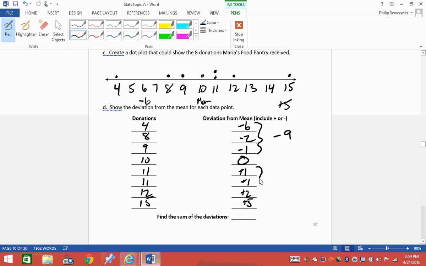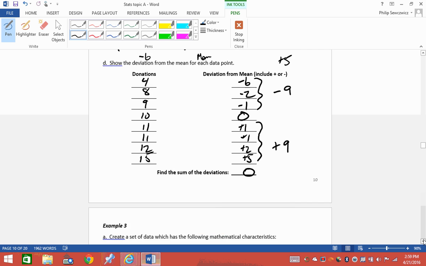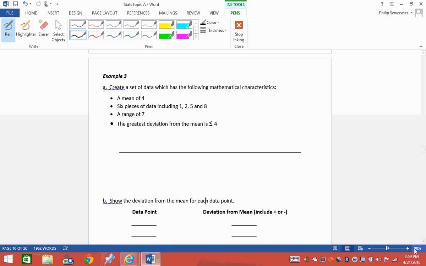For my positives, 1 plus 1 is 2. 2 plus 2 is 4. Oh my goodness. 4 plus 5 is 9. That's a positive 9. I'm balanced. The sum of my deviations is 0. So again, that's the key thing when we are putting those things together. The sum of those deviations always needs to equal 0.